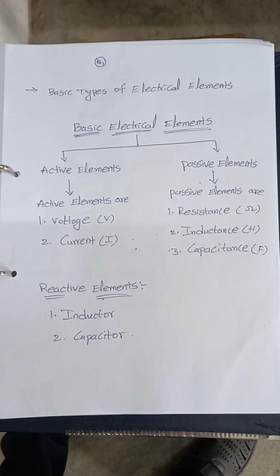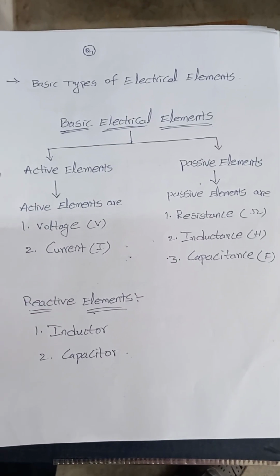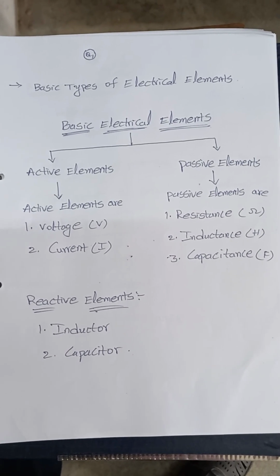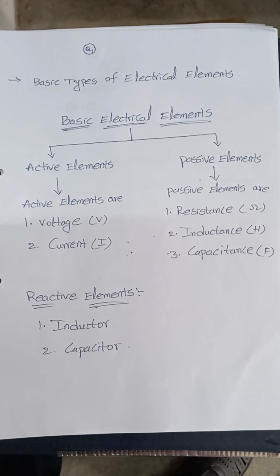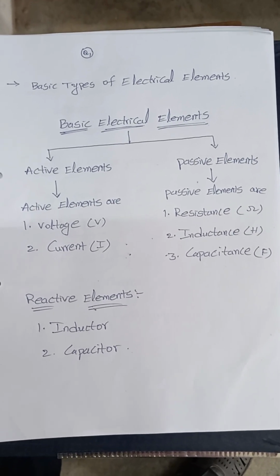basic electrical elements are two types. One is active elements, another one is passive elements. Active elements are voltage and current, and passive elements are resistance, inductance and capacitance.